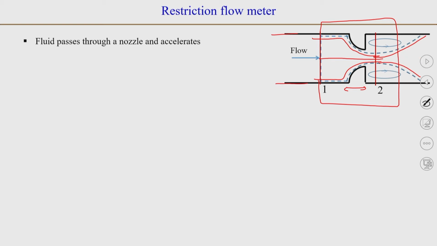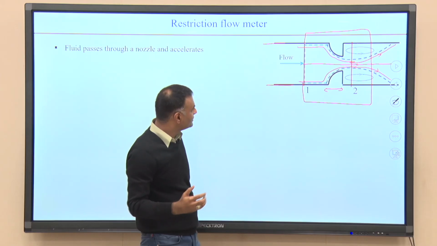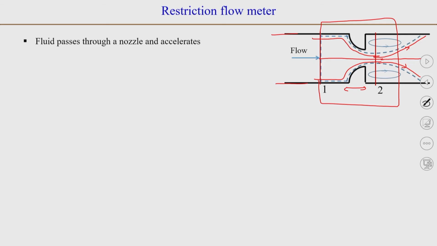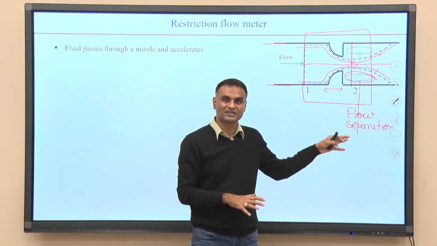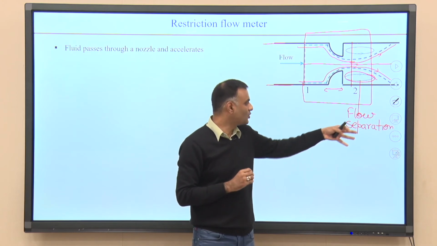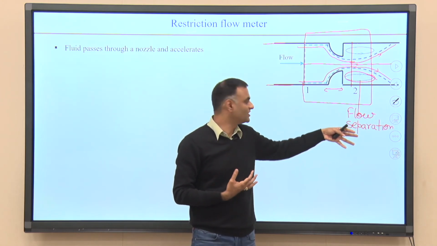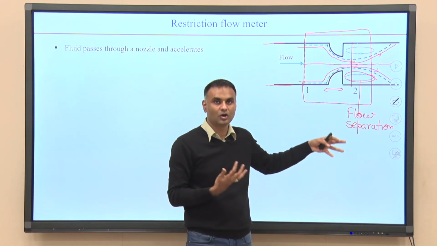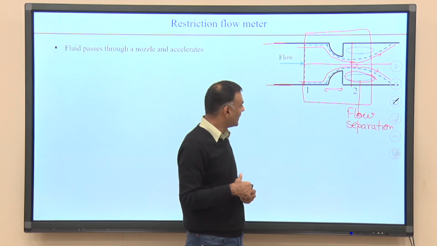If your flow velocity is high, then you may have what is called flow separation at this point. So, we need to remember here that we will be using the Bernoulli equation, and we will need to take into account somehow the loss in energy that is caused by flow separation, and that loss has to be taken into account in some manner.